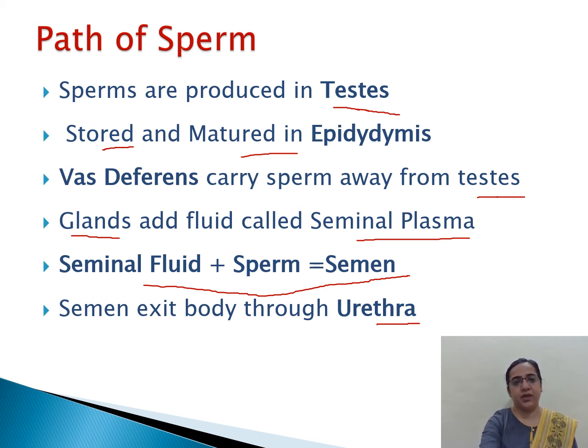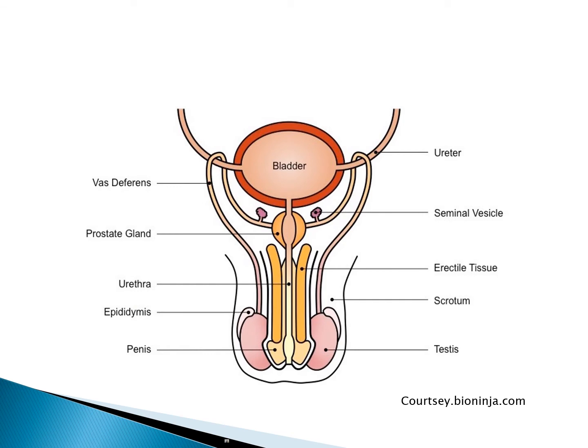Now coming ahead, here you can see this is the frontal view of a male reproductive system. In this, you can see the testis, epididymis, vas deferens, and ultimately coming into the ureter and coming outside the body by the urethra.